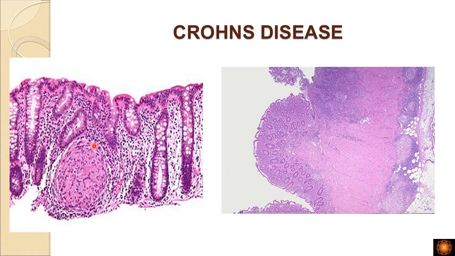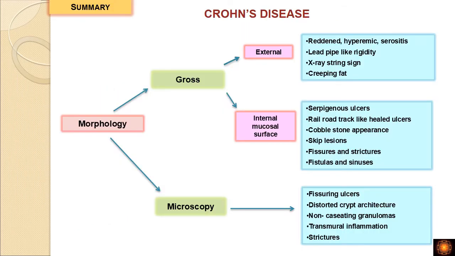Now these are the granulomas in the mucosa, where you are seeing a well-formed granuloma with epithelioid cells, and in this picture you are seeing the granulomas in the serosal surface. So here you are seeing the granulomas. Now that's about the morphology.